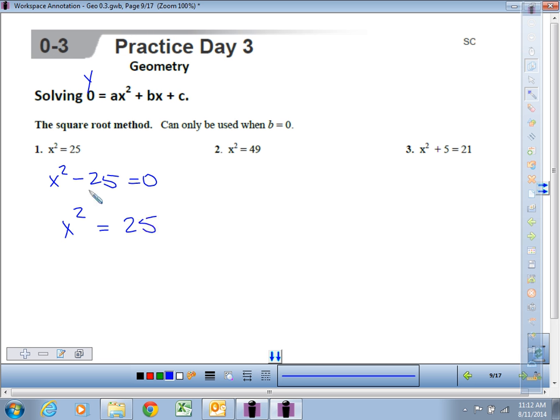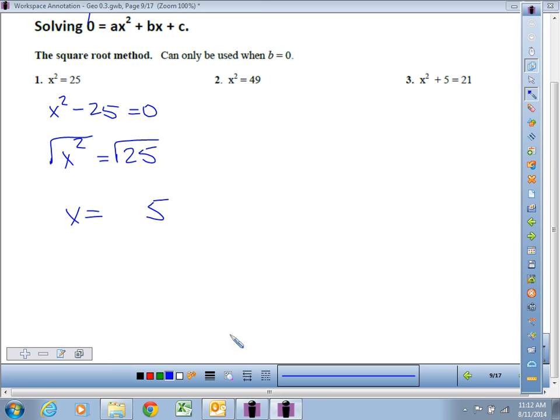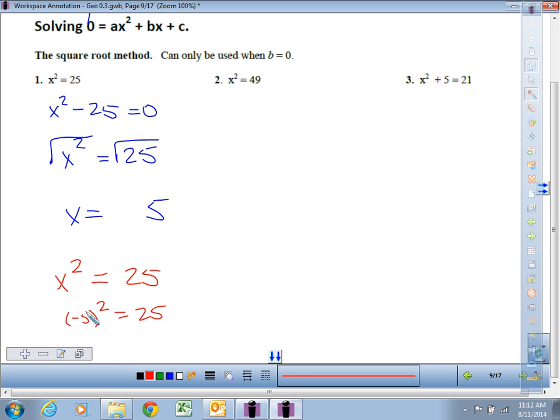You did this in the Pythagorean theorem probably last year: to get rid of the squared, we take the square root of that side, and we would find that the square root of 25 is 5. There's a catch here, because there are actually two numbers that I can square and get positive 25. One of them is 5. The other one is negative 5, because if I took negative 5 and squared it, I still get positive 25.